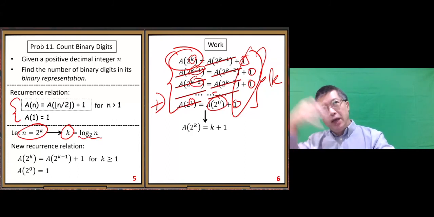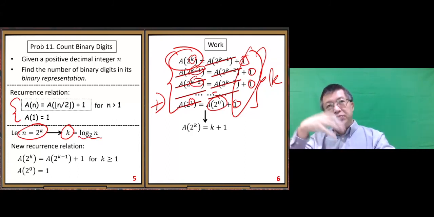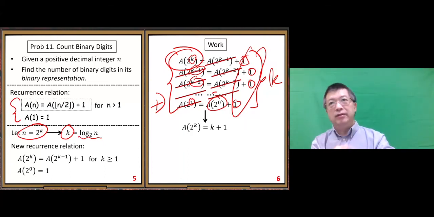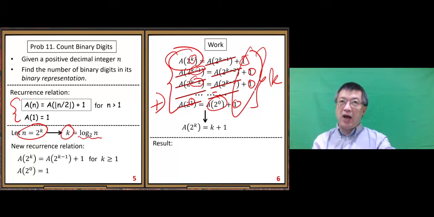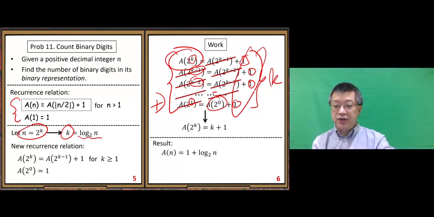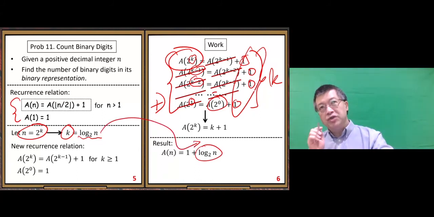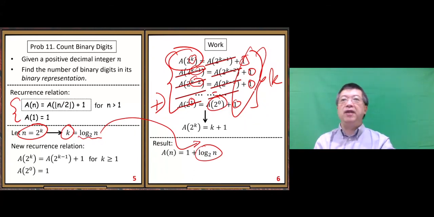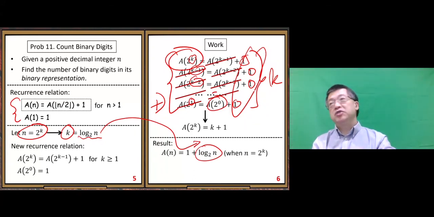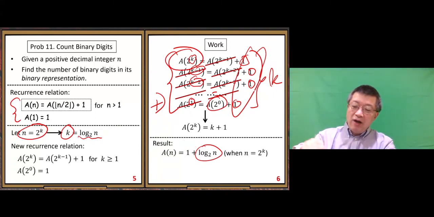Let us go back to the original expression, because in the original expression we use the problem size n. So we need to go back to the n representation. The result for this particular case is A of n equals 1 plus k, so written in terms of n, it is 1 plus log base 2 of n. We know this is a special case where n is a power of 2. All right, so we solved the special case.